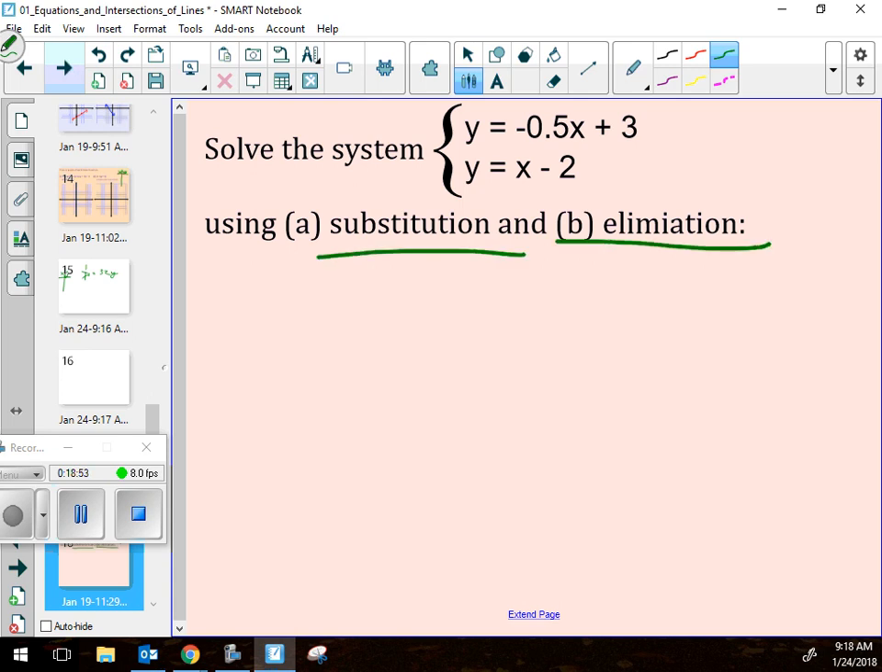And some of you are saying, guys, I get substitution, I don't need the other way. Okay, but it'd be good to have that tool in your brain, to know elimination too.